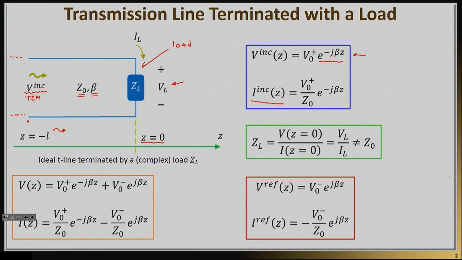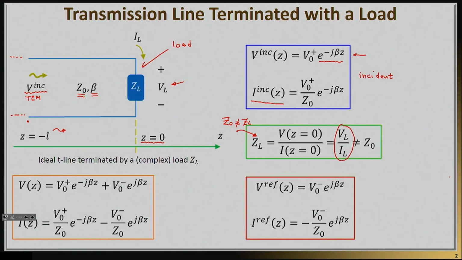Now, in most real life scenarios, Z0 is not going to be equal to ZL. Most loads do not have the transmission line impedance Z0, which basically means that if the only thing that exists on this transmission line is this incident wave that we just discussed, then the boundary condition at the load will not be satisfied. In other words, the voltage at the load divided by the current at the load will not be equal to ZL.